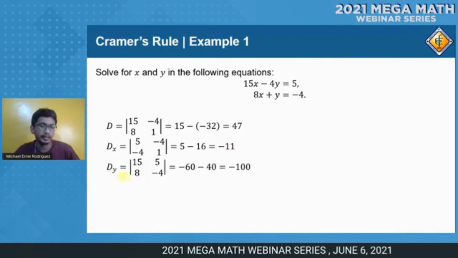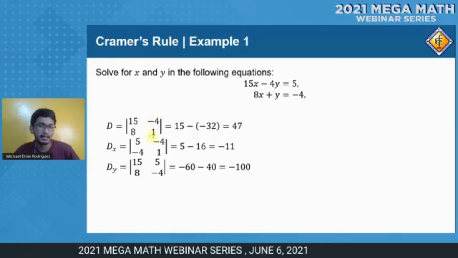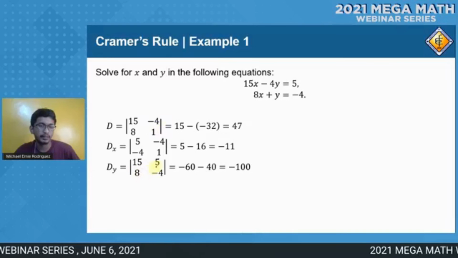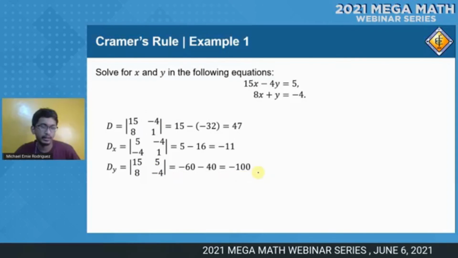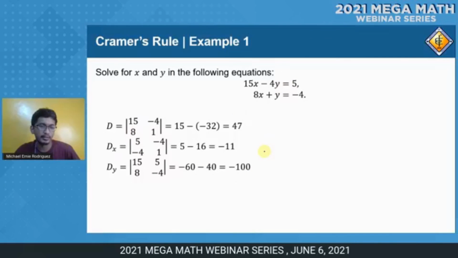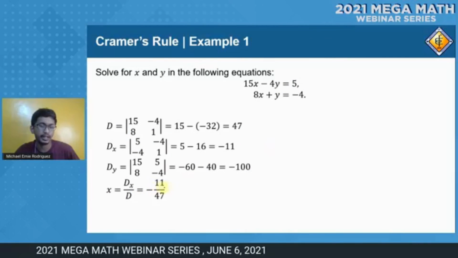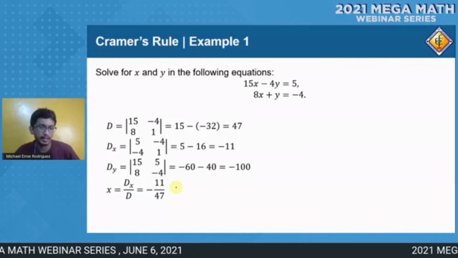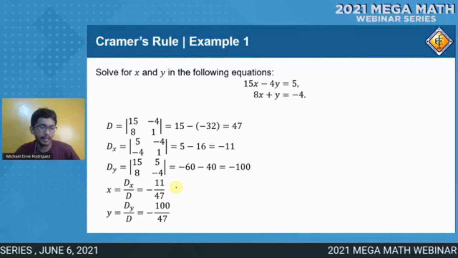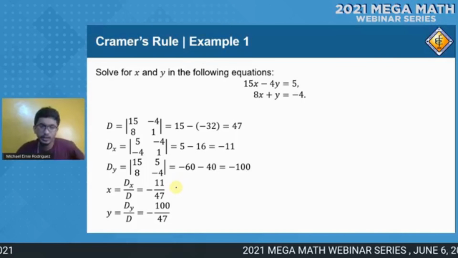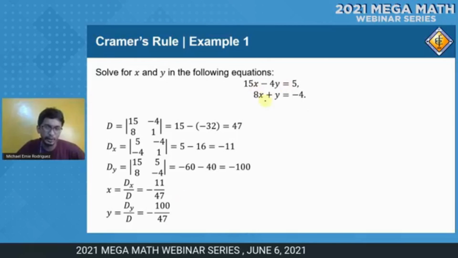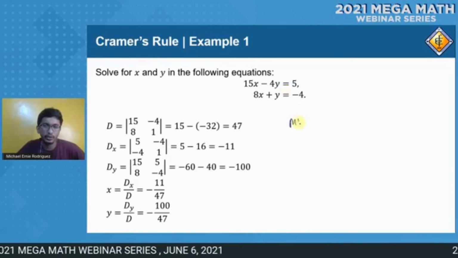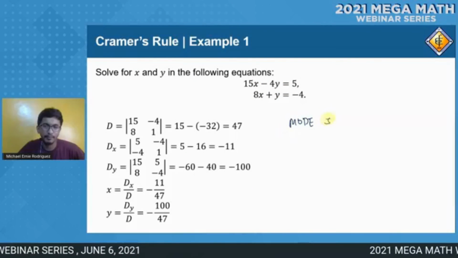And then, dy, papalitan natin yung dito sa second column. So, we have 15, 8, tapos 5, tsaka negative 4. The answer is negative 100. And then, solving for x and y. So, x is dx over d. So, we have negative 11 over 47. And y is negative 100 over 47. So, kung gusto nyo ng Caltech, for this, alam natin, this is 2 equations and 2 unknowns. So, we use mode 5, 1.